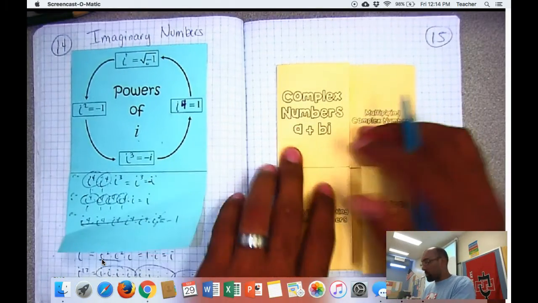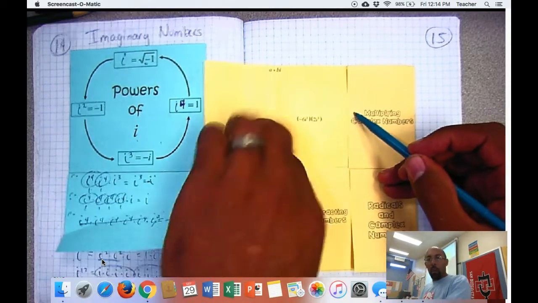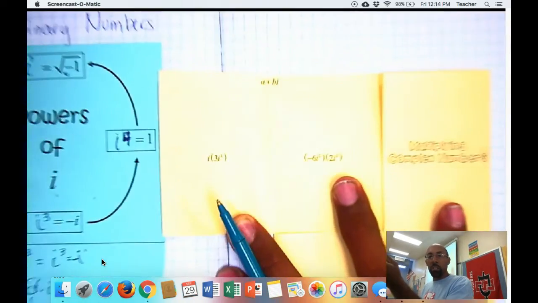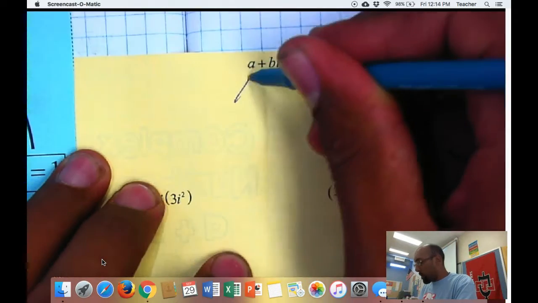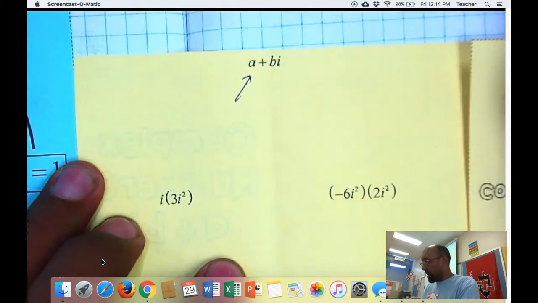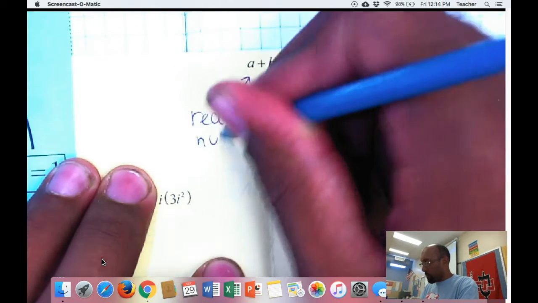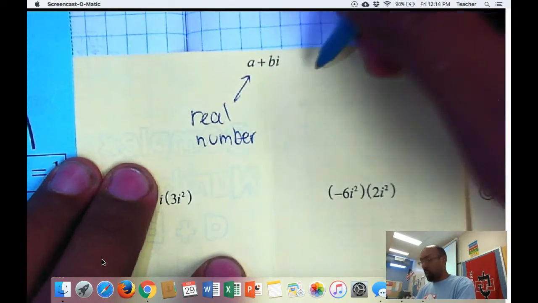All right, so first we're gonna do this one step at a time. So first let's open this one. And the goal of this is again to simplify. Now when we're dealing with two complex numbers, we have two parts. The first part we call the a. The a we call the real number. So that's the real, like real numbers.